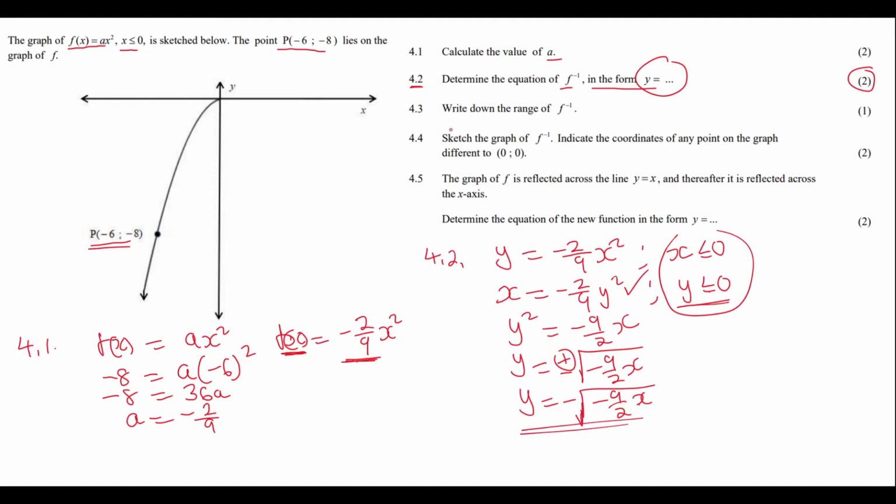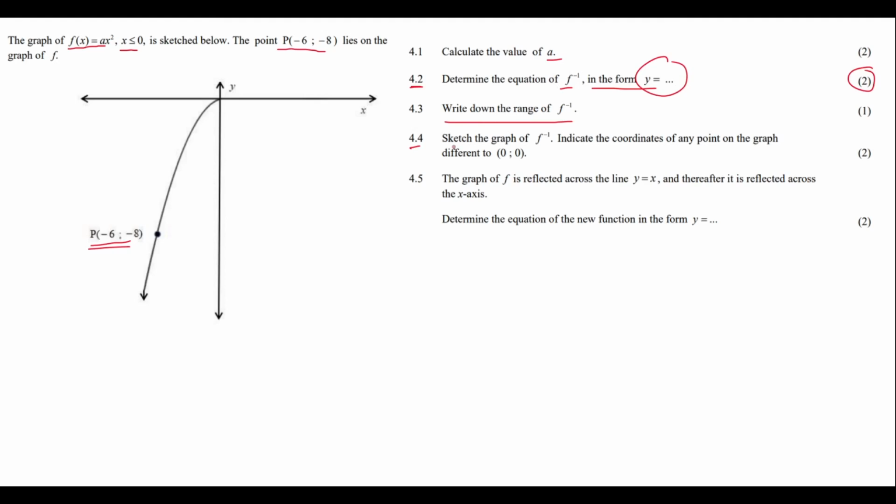And then 4.3, write down the range for the inverse. We have already done that here. So we can say 4.3 here, it becomes y less than or equal to 0. Remember, we say the domain becomes the range for the inverse, or just interpret from the graph. We don't have the inverse graph yet, so it's fine. We have our range from this, y less than or equal to 0.